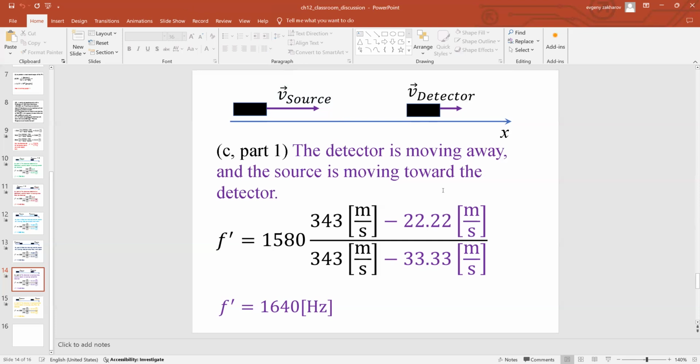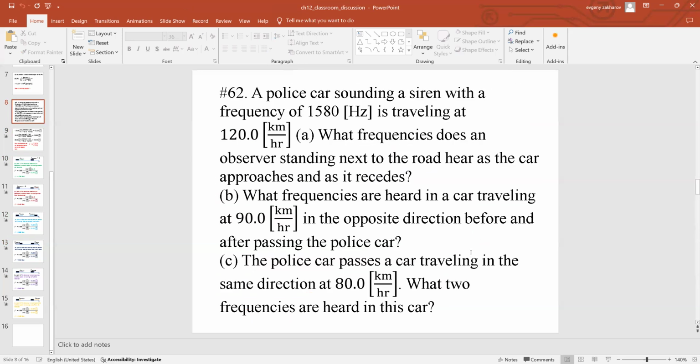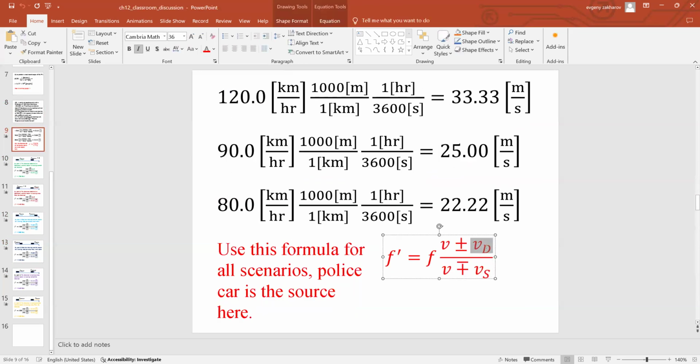So the detector is on top, it's towards away, so away for the detector. Remember, it's towards away, towards away. So for away, you have to do the negative sign. And the source is catching up. So the source is towards the detector, so towards is the negative option for the source. So you have both negative signs, negative for the detector and negative for the source.